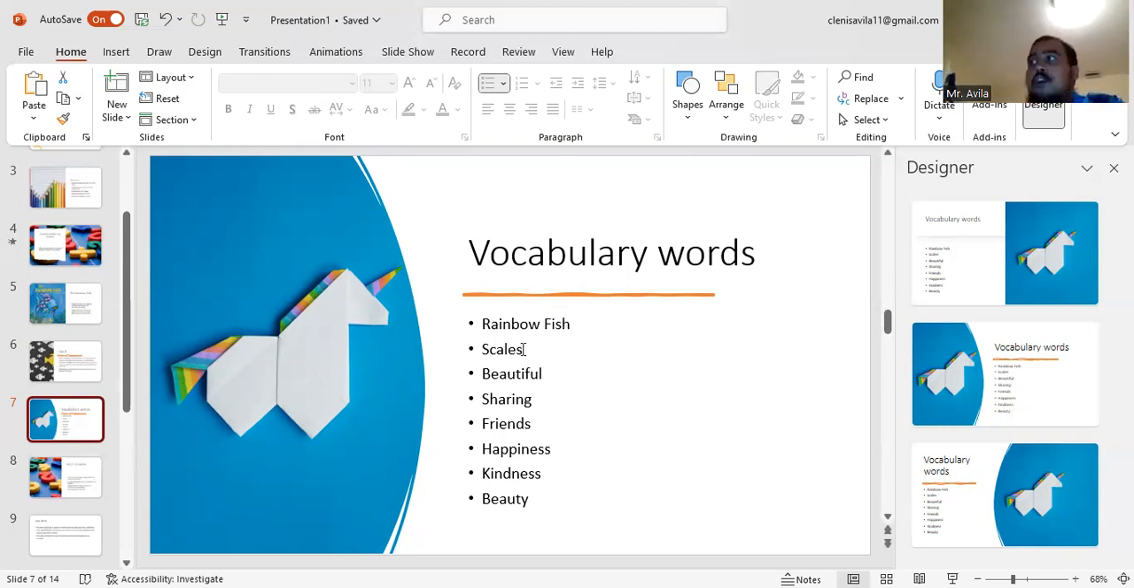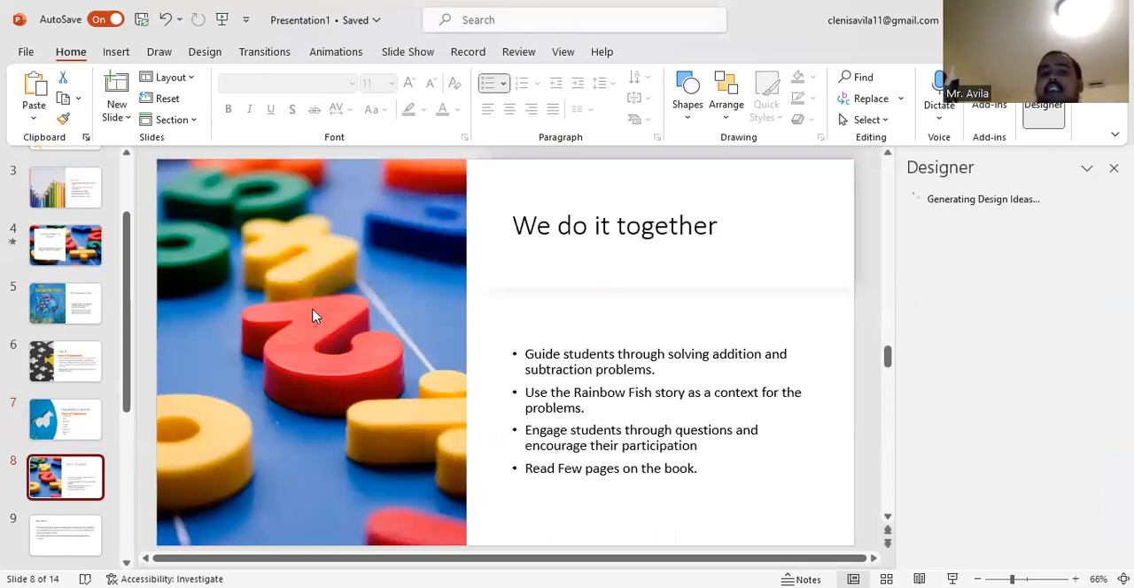Scales, we already talked about it in the questions. Beautiful is in the story. Sharing, everybody knows what sharing is. Friends. You have a table next to your partner, so those are called friends or a pair. Happiness, kindness, and beauty. We're going to work together.